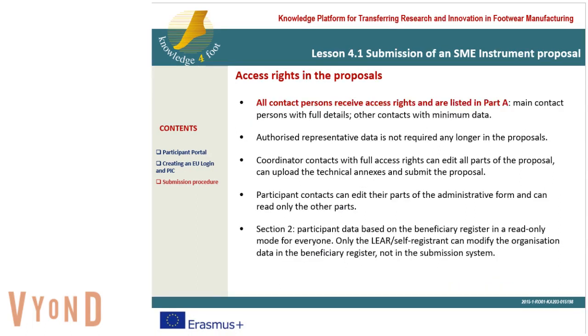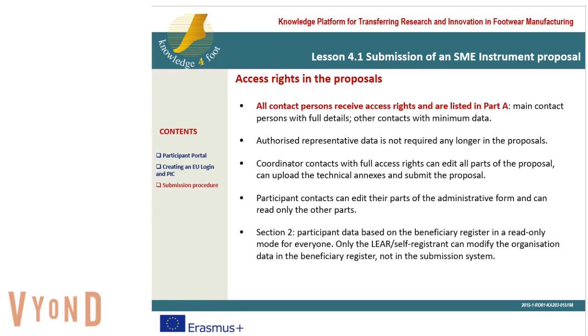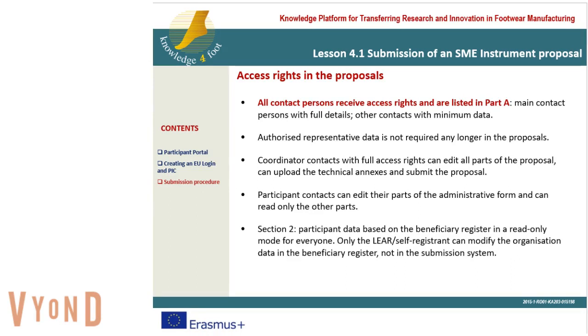Access rights in the proposals. All contact persons receive access rights and are listed in Part A, main contact persons with full details, other contacts with minimum data. Authorized representative data is not required any longer in the proposals. Coordinator contacts with full access rights can edit all parts of the proposal, can upload the technical annexes and submit the proposal. Participant contacts can edit their parts of the administrative form and can read only the other parts. Section 2, participant data based on the beneficiary register, is in read-only mode for everyone. Only the LEAR/self-registrant can modify the organization data in the beneficiary register, not in the submission system.